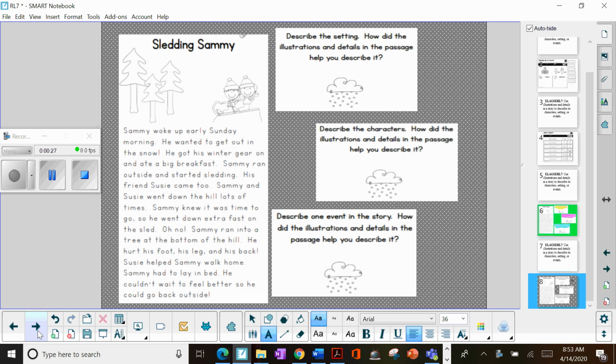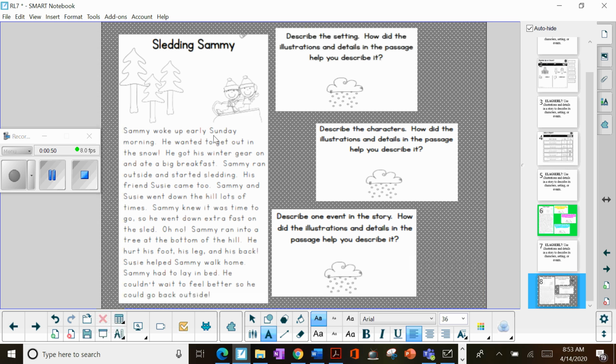So we're going to look at Sledding Sammy. This is a story about sledding. From the pictures, you can see it's outside, the setting, because of the trees, and it looks like they're on a sled. So I'm going to guess it's winter time because usually when you go sledding, there is snow. I'm going to read the passage to you now.